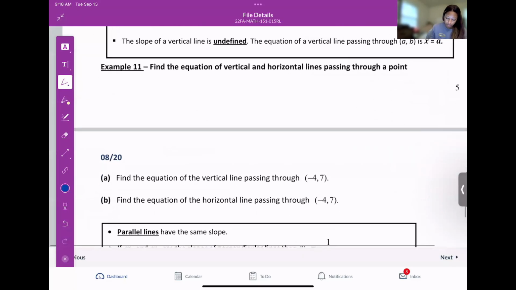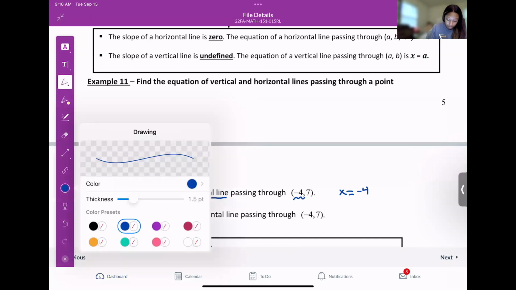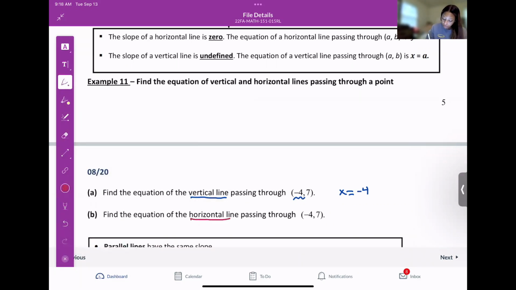So for this last little part, it's going on 2 pages. We're asked to find the equation of a vertical line that passes through the point -4, 7. Vertical lines are x equals whatever the x coordinate is, -4. For a horizontal line, this is going to be y equals whatever the y coordinate is, which is 7. I'm sorry, the horizontal line is y equals 7, and the vertical line is x equals -4.